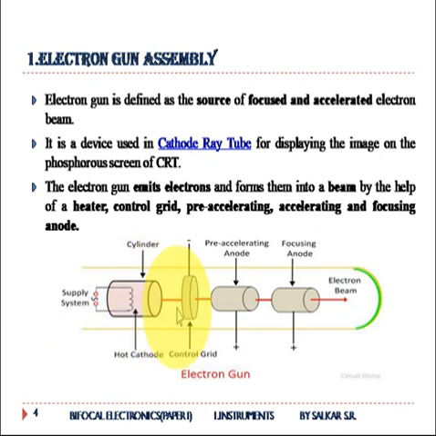These electrons then go to the control grid, which is again negatively charged. This control grid is connected to a knob on the screen of the CRO. What is the function of the control grid? As the name indicates, control. It is used to control the flow of electrons. Whatever electrons are coming from the hot cathode, if we have to reduce or increase their flow, we have to operate the control grid. By varying that knob, we can control the amount of electrons.